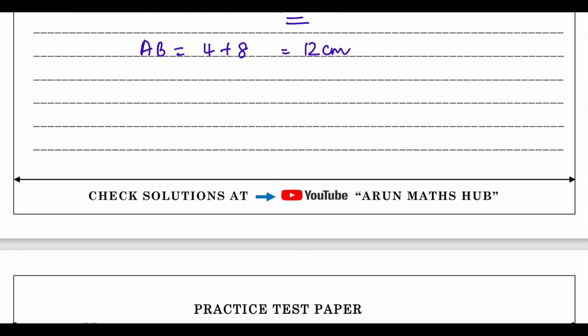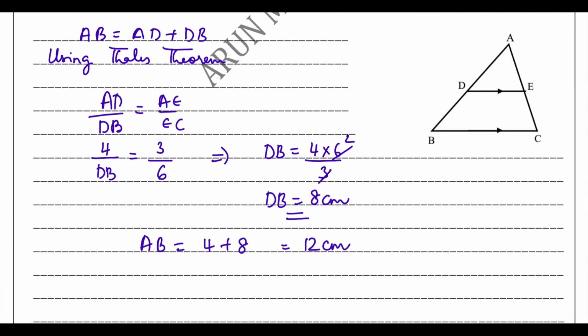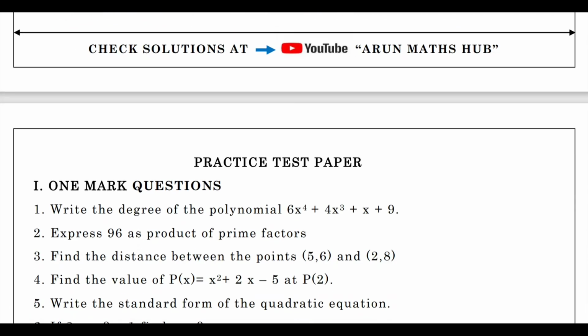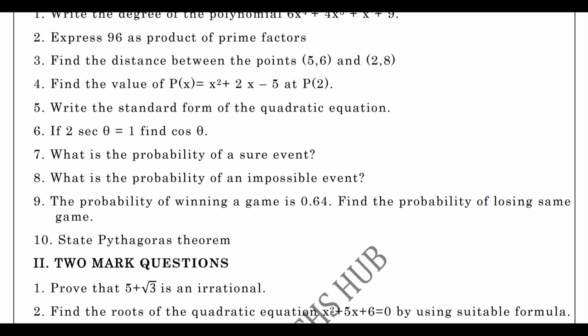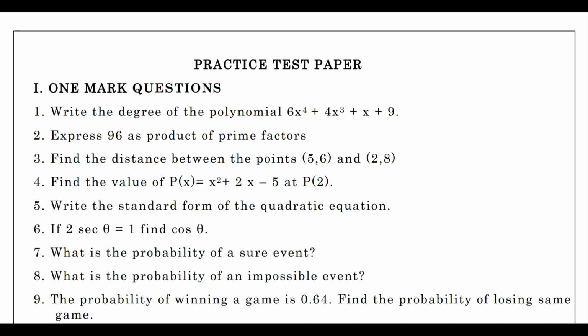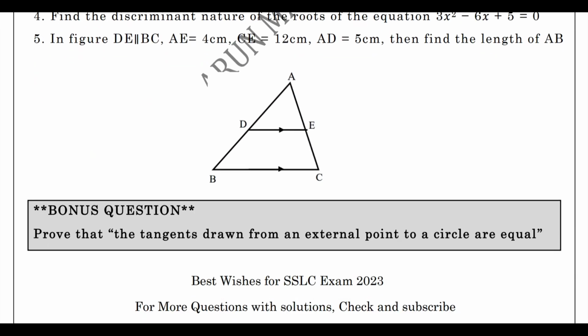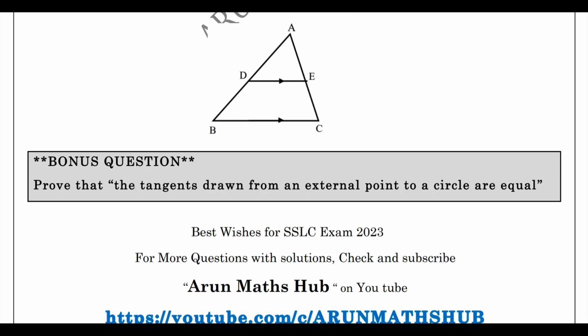Dear students, this is an important question on the concept of Thales theorem. There is a practice question with this worksheet. A similar question I have put, only the values I have changed. Do solve it. And there is a bonus question I have given, a very important, definite question: prove that the tangents drawn from an external point to a circle are equal. Practice, practice, practice. From the circles unit, there are two theorems. Both the theorems are very important. Do practice both theorems. Definitely you can score 3 marks from the circles unit.